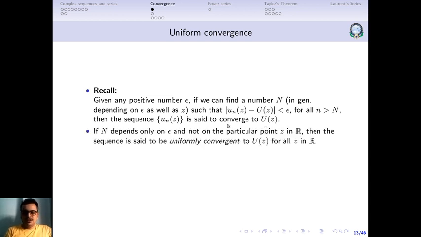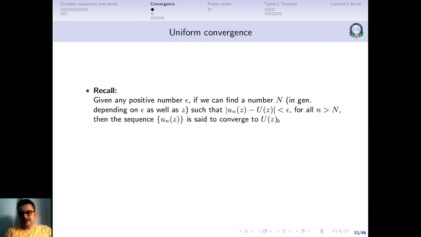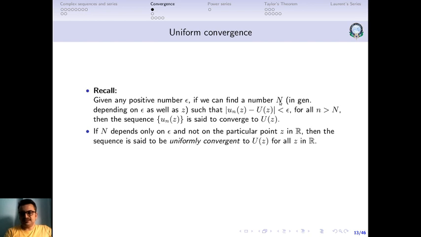Now I had mentioned earlier, when we discussed this, that this capital N in general depends on epsilon as well as z. That means it depends on the epsilon that you have given, and it depends on the particular value of z. So for different values of z, I will probably have to choose a different value of n. But what if N depends only on epsilon and not on the particular value of z?